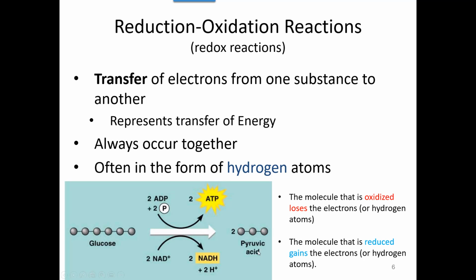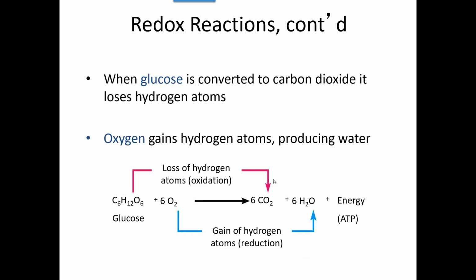Now, anytime an electron moves from one place to the other, it is usually attached to a hydrogen atom. On the periodic table, hydrogen is number 1 because it carries 1 proton and 1 electron. And so when we have moving of electrons, hydrogen can pick up extra electrons and carry those electrons with it. Now, when glucose is converted to carbon dioxide, it does lose hydrogen atoms. And because it loses that hydrogen, it's losing electrons with it, and so it is an oxidation reaction.